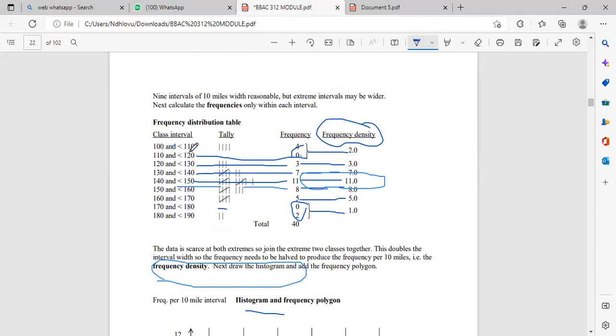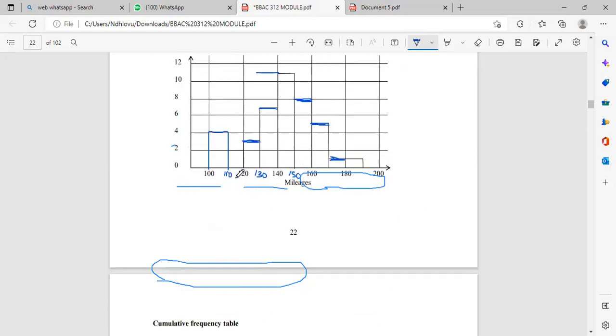Because 100 to 110, then where 110 is beginning, that's where we get 120. So we are getting these values here. Between 110 and 120, we don't have any value. The frequency is 0. So this is where you have the 0 frequency here. And then for the other one, we are getting those other values. So this is about the histogram. All right.